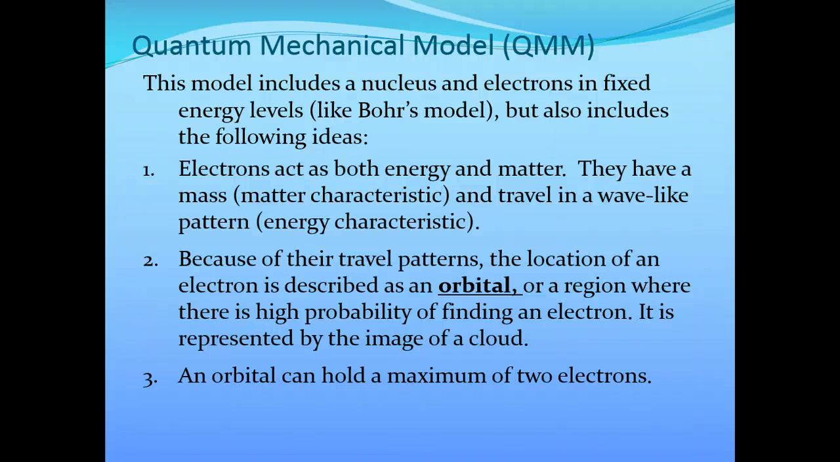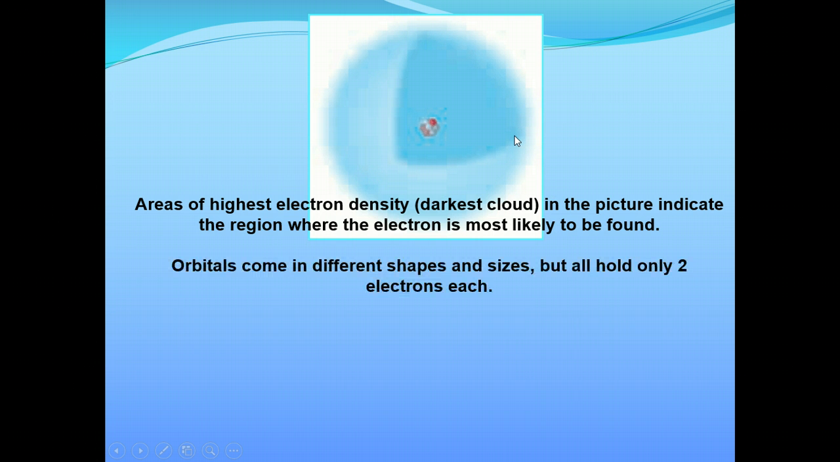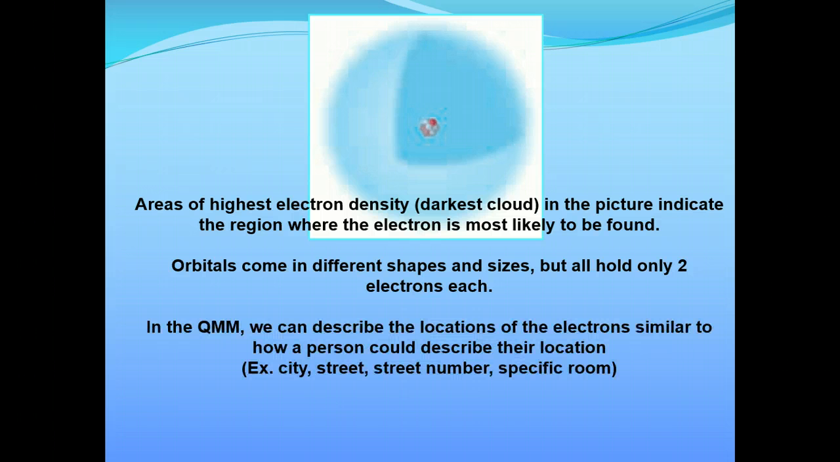Lastly, an orbital can hold a maximum of 2 electrons. So again, there are going to be these regions where we're likely to find electrons. As we'll come to talk about, they've got all different shapes and sizes, and they can hold a maximum of 2 electrons apiece. So there's a picture of what one of these electron clouds might look like. The darkest area of the cloud is where we're most likely to find the electron. Orbitals come in different shapes, but only hold 2 electrons each.